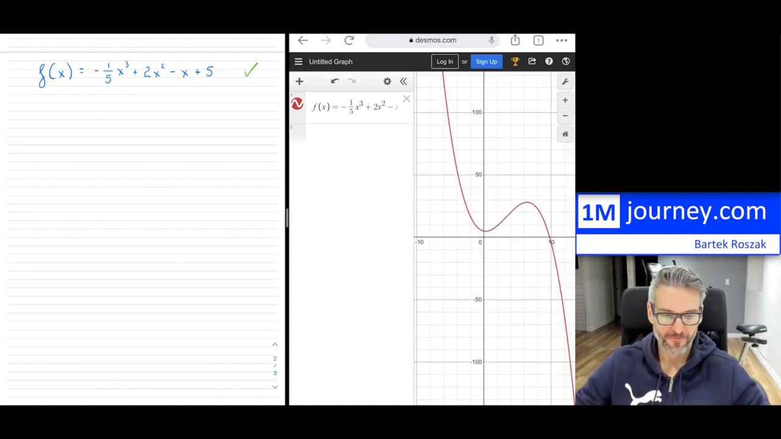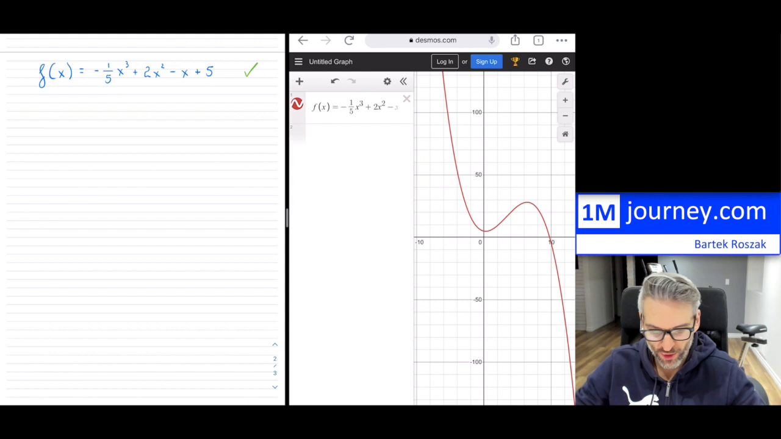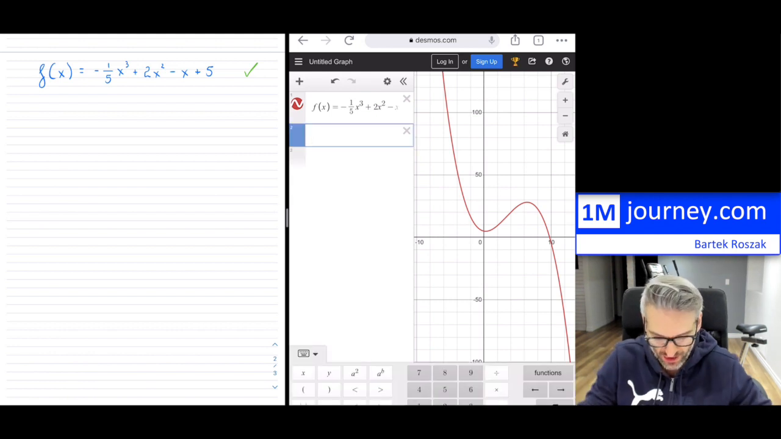So there you have it. And now we can put any point we like on this particular graph. So let's define some a. So this would be my value of x. Okay, let's start it off at 0 in here.